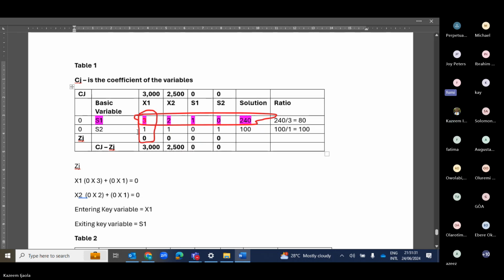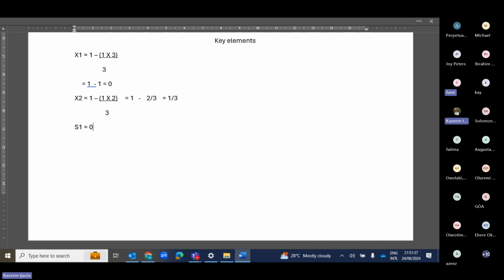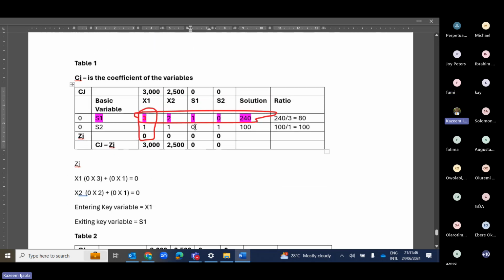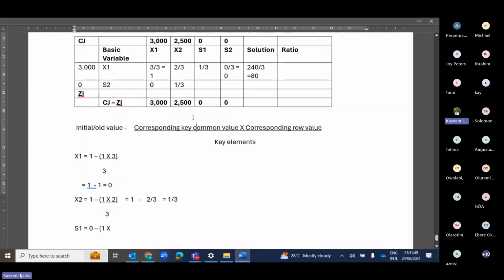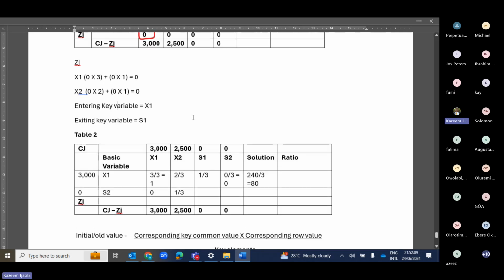It is this 0. So if you follow my tricks, it will be 0 minus 1 multiplied by the corresponding row for the 0, which is the 1 on top of it. Then you divide it by 3, the key element, which is constant and cannot change. So 1 times 1 is 1, and this one will be minus 1 over 3. Am I correct? Yes, it is minus 1 over 3.